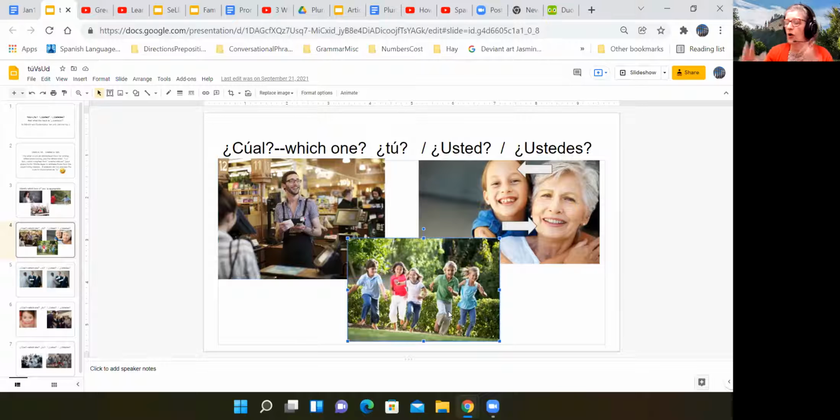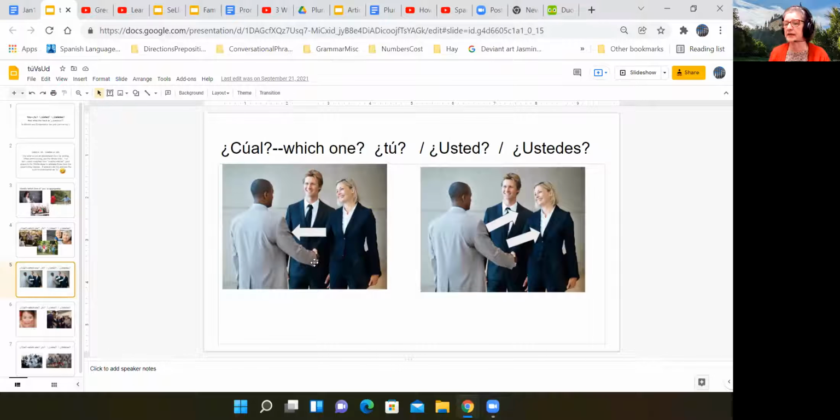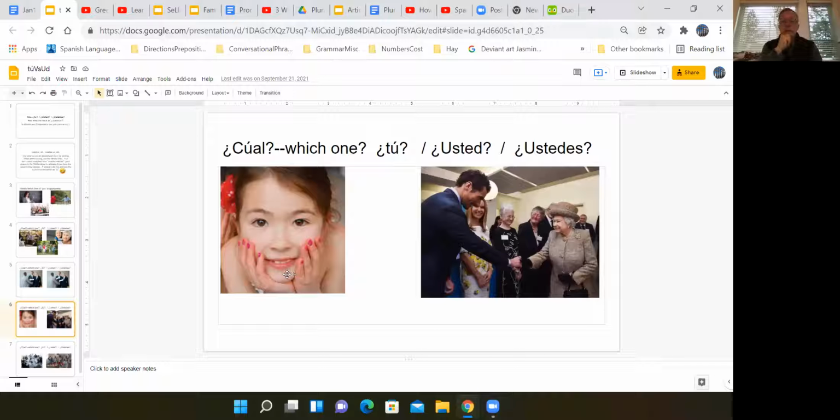Okay, a whole bunch of kids. Ustedes, because they're more than one and we don't use the vosotros thing. Okay, business setting. They are greeting somebody they're going to have a meeting with. This guy would be usted. He's talking to the two of them. Ustedes, perfecto, perfecto. You're talking to a little kid.